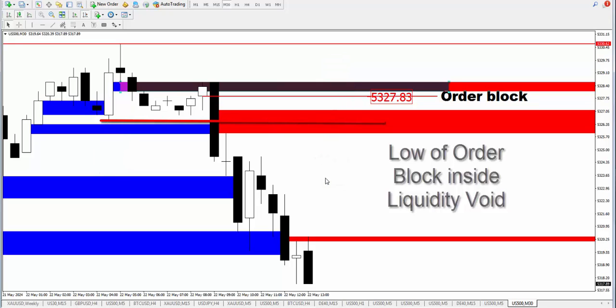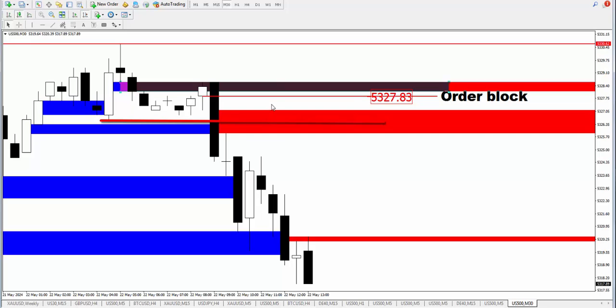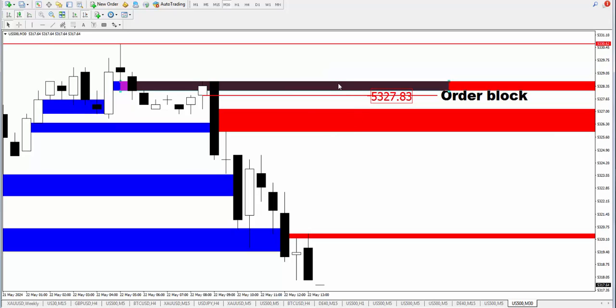So remember what I said, liquidity voids and order blocks have more power when they are closer to the origin. So this one, even though it was very nicely tested, I wouldn't trade off. I'd be interested in these ones up here.